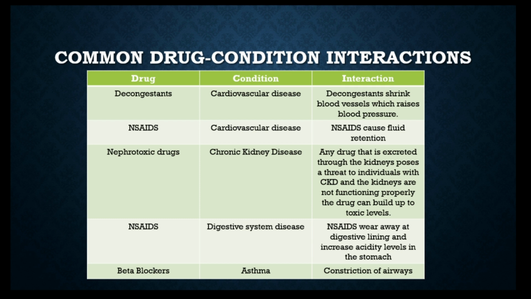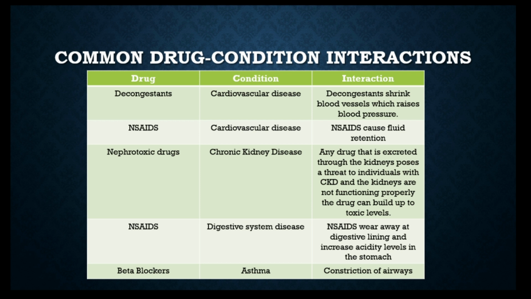Nephrotoxic drugs with chronic kidney disease. This can be extended to a numerous list of drugs, but with chronic kidney disease, the kidney's ability to function is highly decreased. So when the drug is being excreted through the kidney, sometimes it can stay in there for more than it should be, so it builds up and builds up, and it causes a toxic level of that drug.